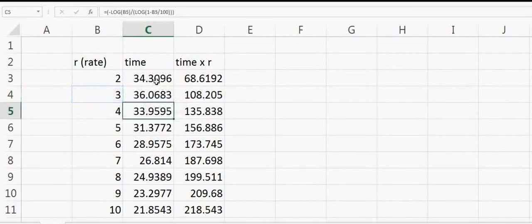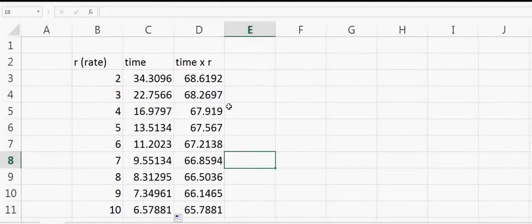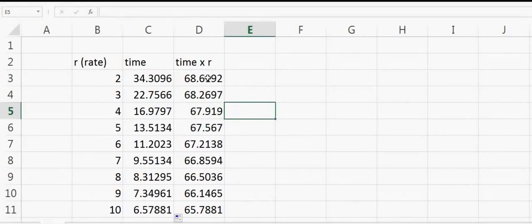Okay, I did something wrong. This should not be log of rate, it's log of 2. So we have to do this, and now you can see that time is always equal to, or very close to, time into r is very close to 70. So that's why we always use the rule of 70. We can also call it the rule of 68 or rule of 69, but this is all about the approximation.